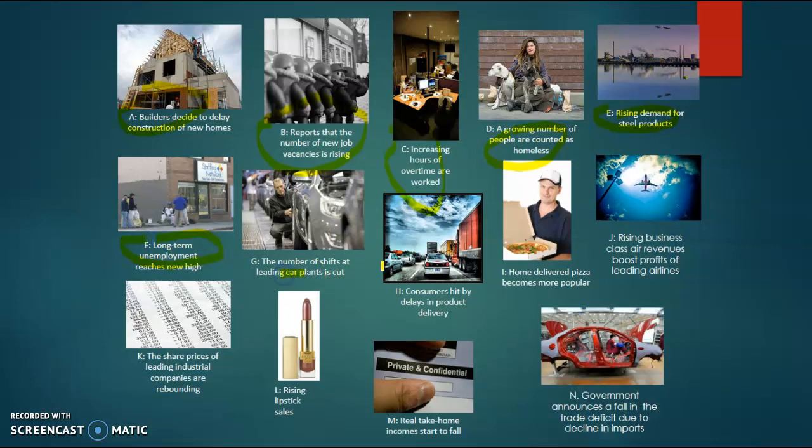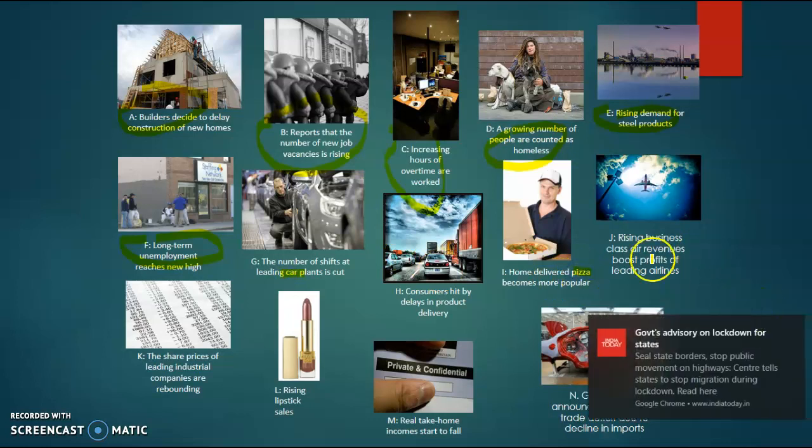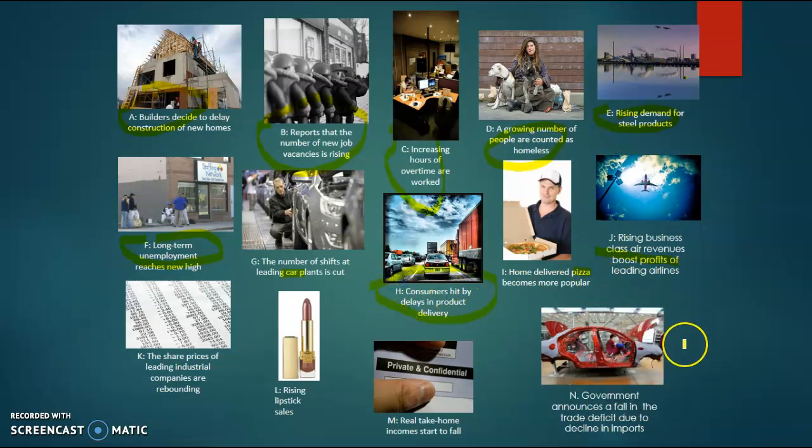This one's about cars, so it's micro. Pizzas, micro. Profits in the airline industry is a micro thing. Whereas something like consumers are hit by delay in product delivery, again, not mentioning a specific industry, so it's a macro concern. Real take-home incomes is a macro concern. Australia's level of debt's a macro concern. Where lipstick sales, share prices are all micro things.